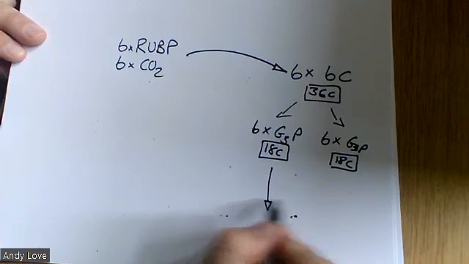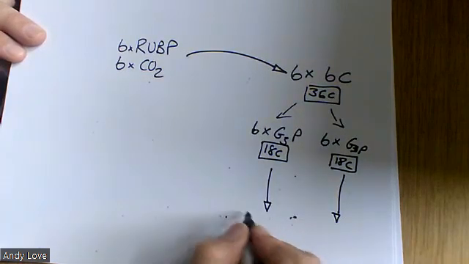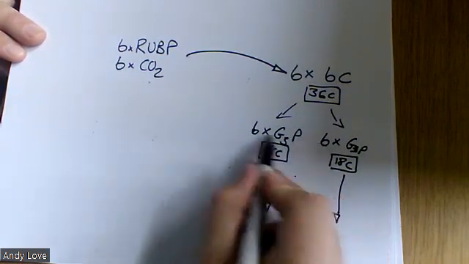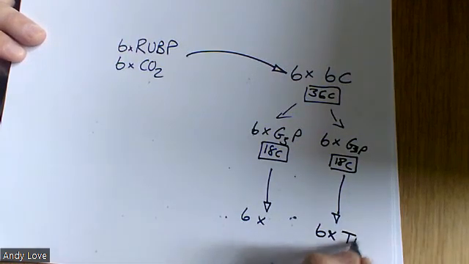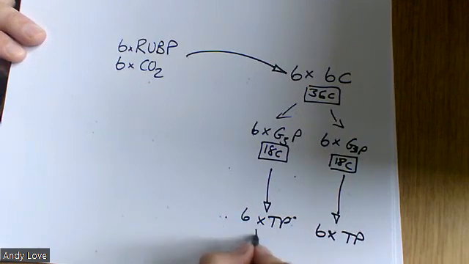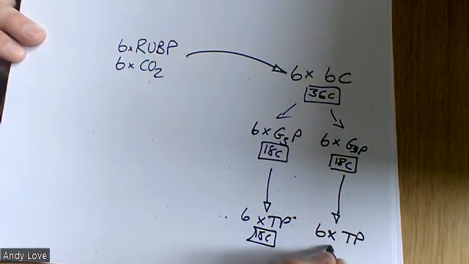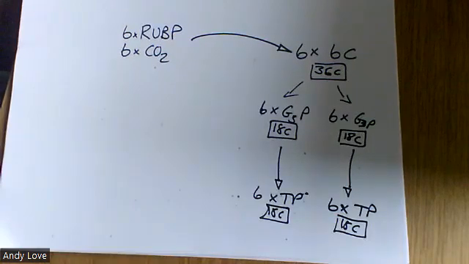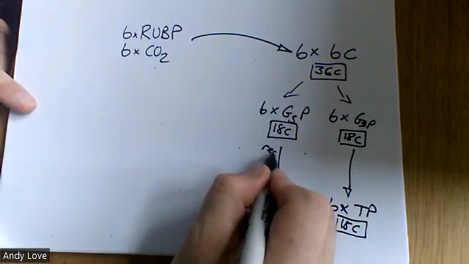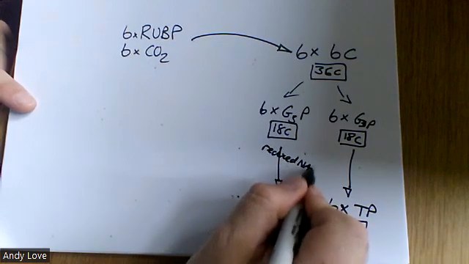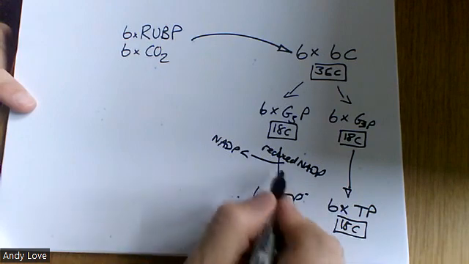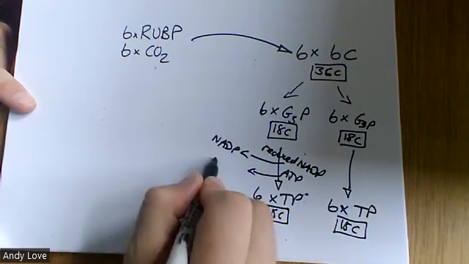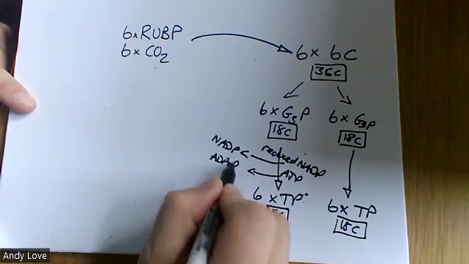And then what will those 6 lots of G3P turn into? Well, those 12 lots of G3P will turn into 12 lots of TP. And again, we're not losing any carbon. Now, this is the magic bit, and you know that that's reduced NADP turning back into NADP. And you know that ATP is giving up its energy and turning into ADP plus P.